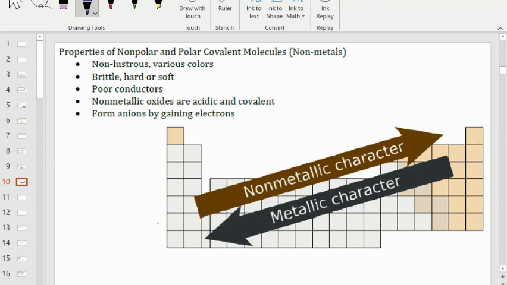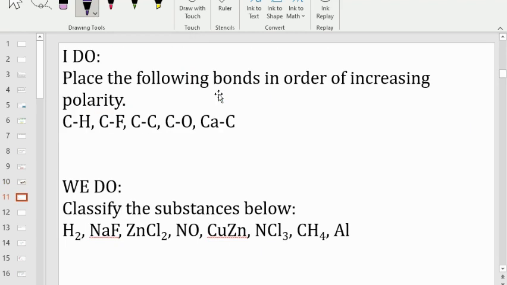All right. We have properties of nonpolar and polar covalent molecules. For the most part, this chapter is spending time here. That's pretty much what this unit is on, is covalent. We pretty much said goodbye to the other two at this point, and now we just focus on this. They tend to be non-lustrous, various colors. They're brittle. They can be hard or soft. They're poor conductors. Their non-metallic oxides are acidic and covalent, and they form anions by gaining electrons.